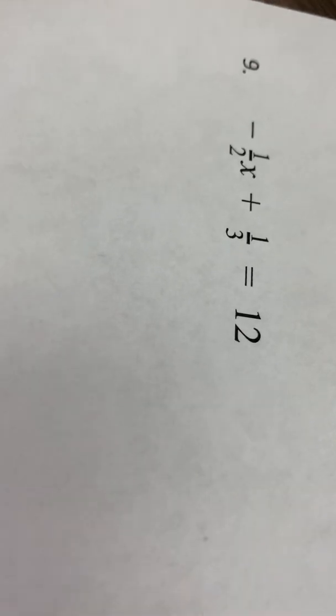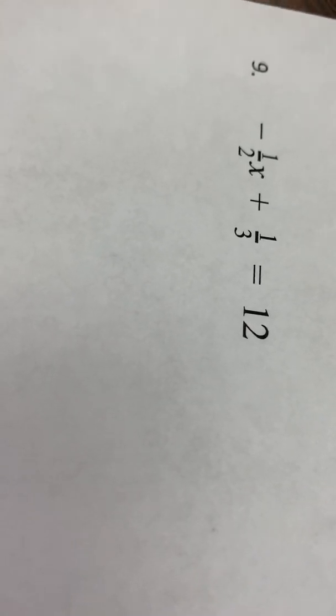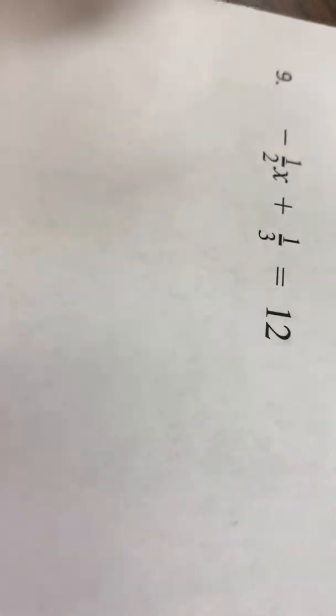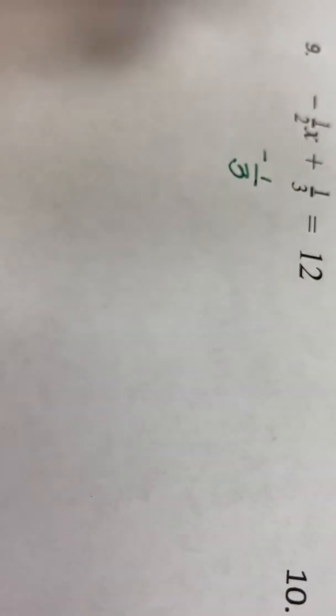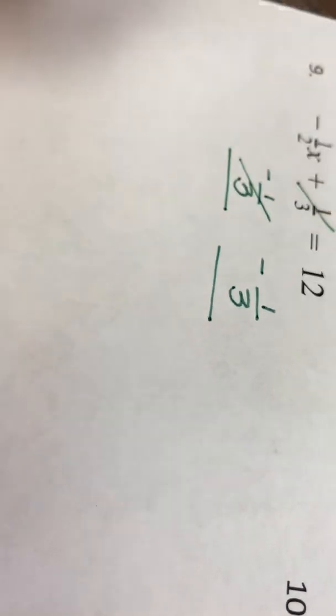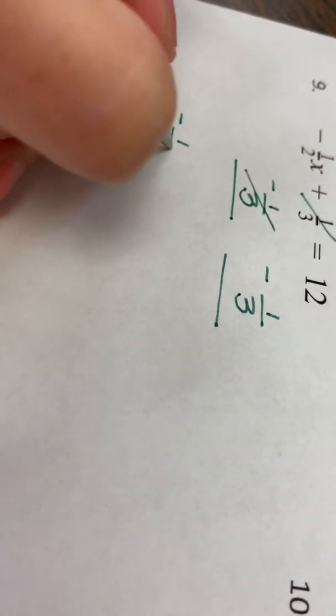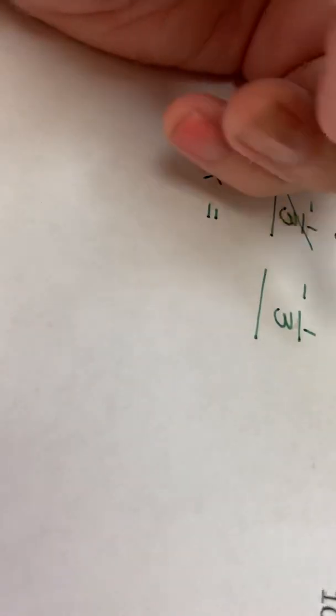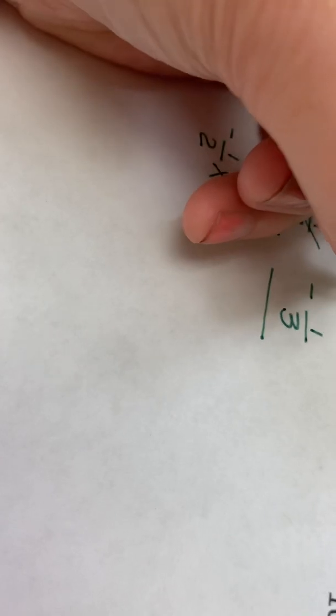All right, we are moving on to the last problems, and this is really going to test how well you remember from Algebra 1. Okay, so this is the only variable I have, so I'm going to need to subtract 1/3. What I do to one side, I do to the other. Okay, so I have negative 1 over 2x equals. All right, well, I can't subtract nothing, so I'm going to have to borrow.